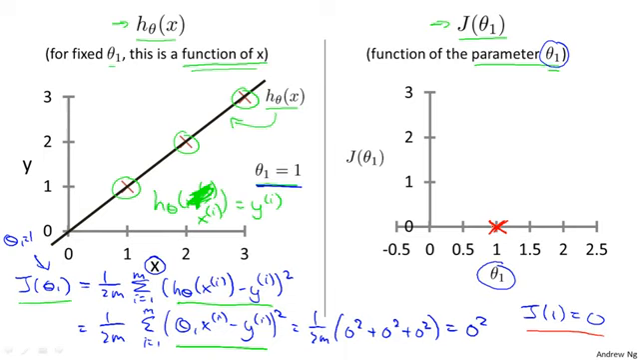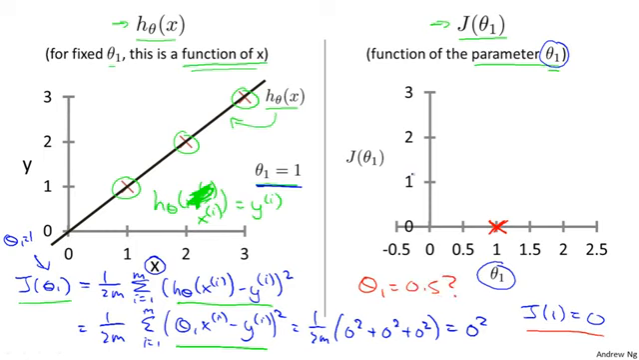Now, let's look at some other examples. Theta 1 can take on a range of different values, right? So theta 1 can take on negative values, 0, or positive values. So what if theta 1 is equal to 0.5? What happens then?